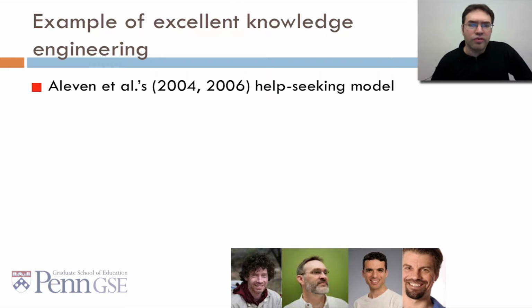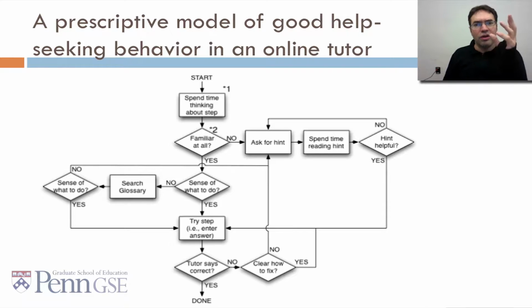I'd like to give an example of some really excellent knowledge engineering, and that's Vincent Aleven and colleagues' model of help seeking. Aleven's model, like I said, is prescriptive, and it's a model of how students should seek help in an online tutor, specifically the cognitive tutoring system. In this system, the student is first supposed to spend time thinking about the step. If it's familiar, then you ask, do they have a sense of what to do? And if the student says, yes, I have a sense of what to do, then the student should try a step, should enter an answer. If the tutor says it's correct, move on, you're done. No need for help seeking.